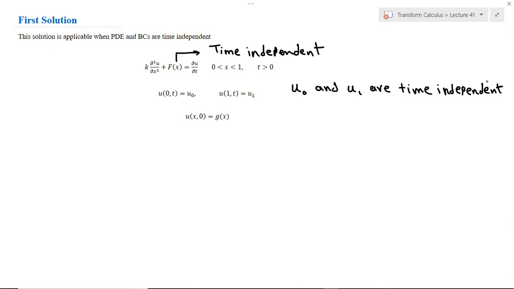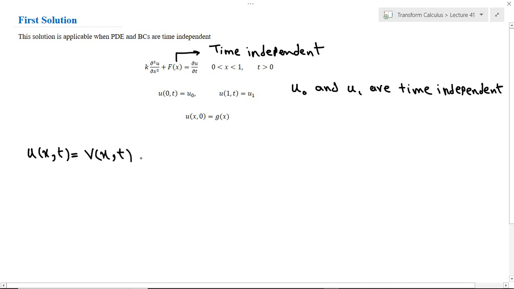As a result, this boundary value problem is time independent, and we can use the first solution. So let's see how the first solution works. In this solution, we assume that u of x and t, the solution of the non-homogeneous problem, is equal to the sum of v of x and t plus psi of x. Instead of finding u of x and t directly, at first we find v of x and t, then we find psi of x, then we add them together, so we can find u of x and t, the solution of the non-homogeneous boundary value problem.